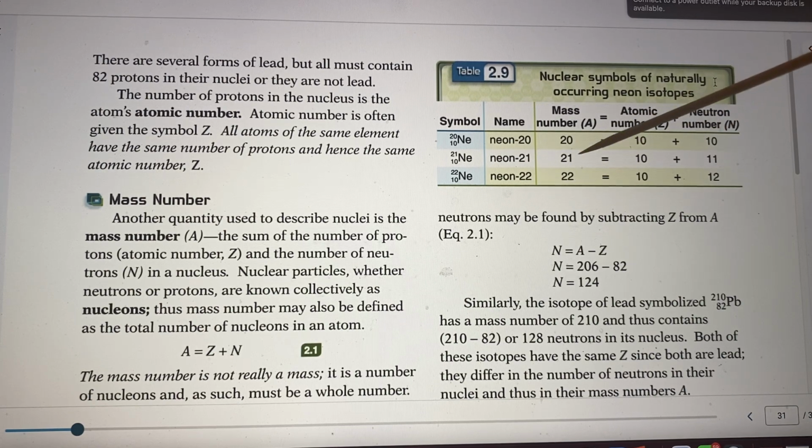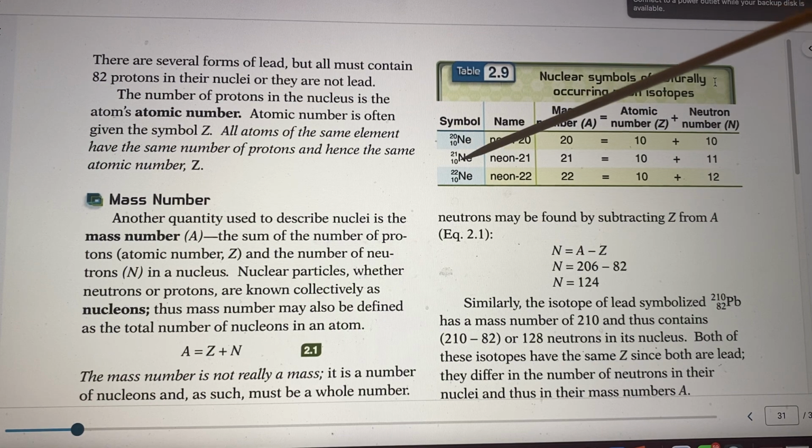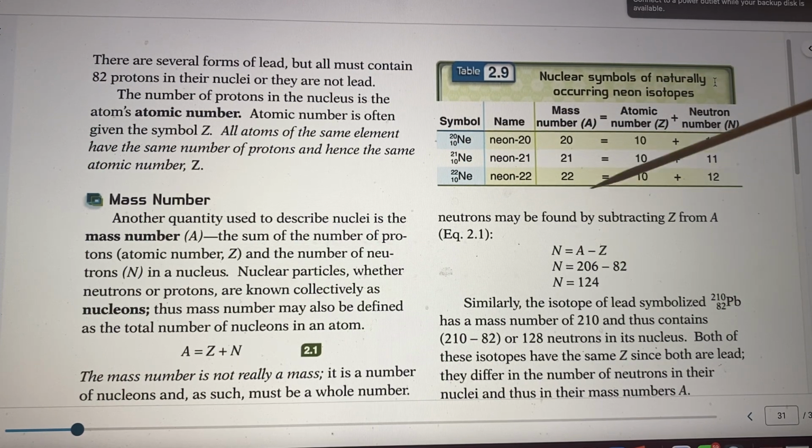Now the atomic number, this is always 10, 10, 10, 10. Otherwise it would not be neon. So these are all 10, right? Now to find the number of neutrons, you're going to subtract: 20 minus 10, and you'll get 10 neutrons. 21 minus 10, you'll have 11 neutrons. And then 22 minus 10, and you'll have 12 neutrons. So we can find the number of neutrons.